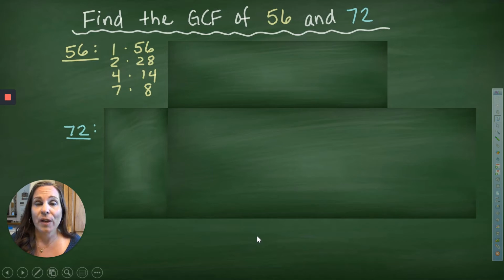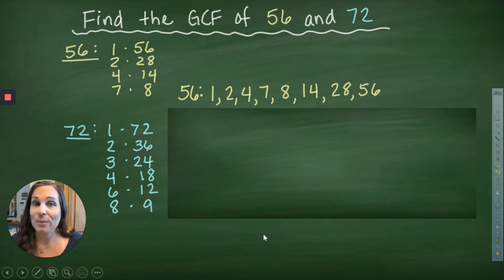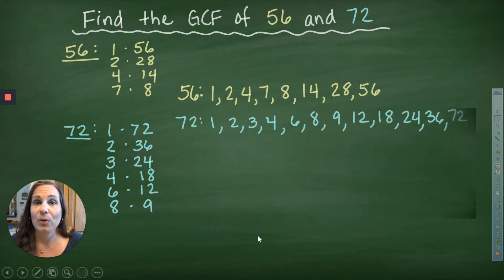I'll start with the factor pairs of 56. 1 times 56, 2 times 28, 4 times 14, 7 times 8. Then I write those factors in an ordered list. I'll do the same thing for 72, but it has a lot more factors. So I write out all my factor pairs: 1 times 72, 2 times 36, 3 times 24, 4 times 18, 6 times 12, 8 times 9, and put all of those numbers in an ordered list as well.